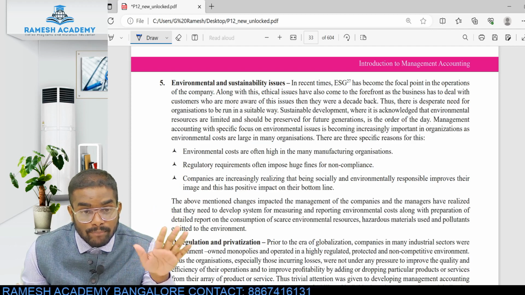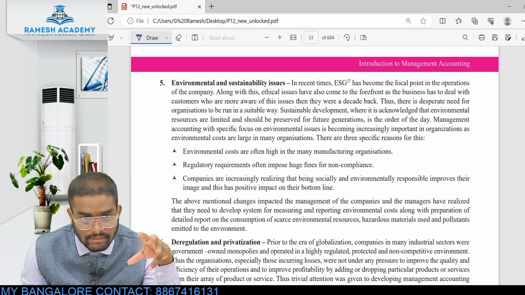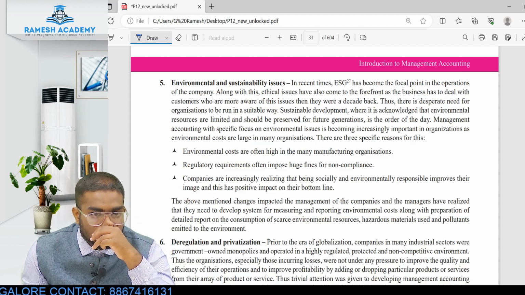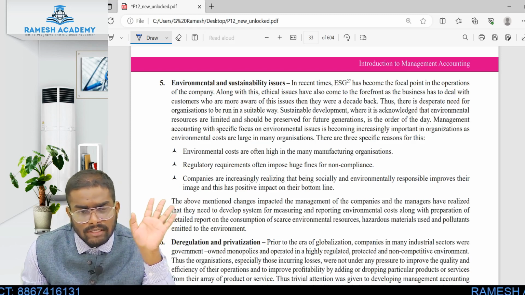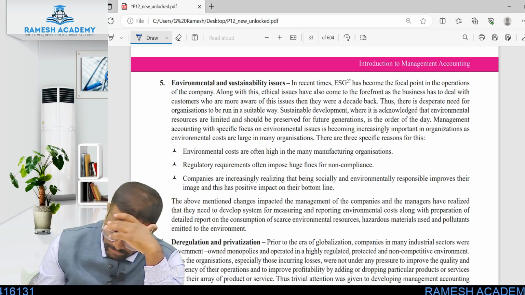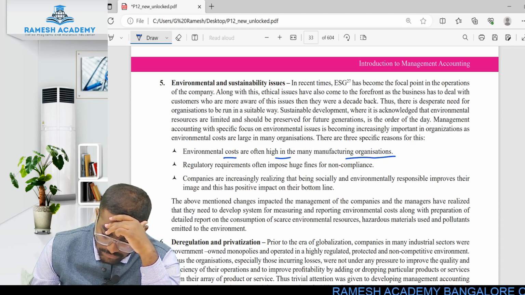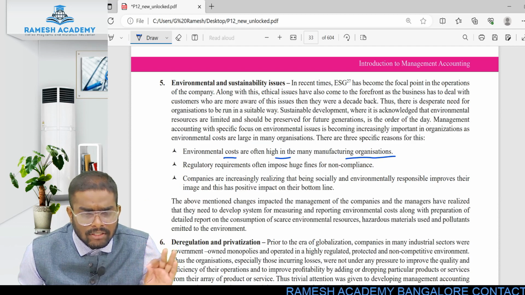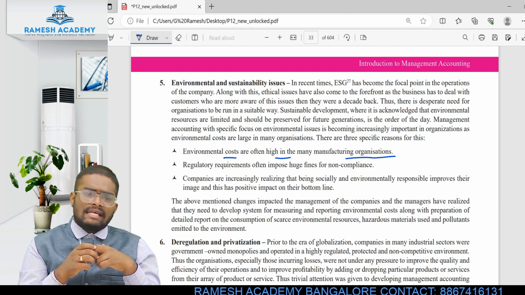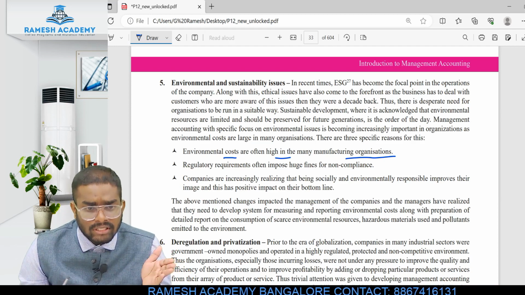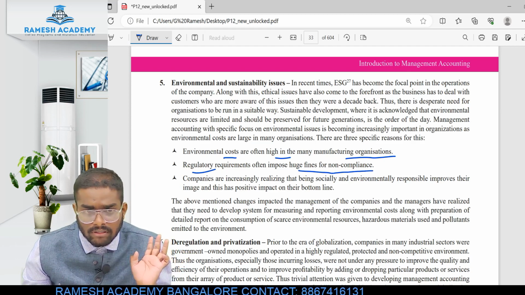He has to make processes which do not harm the environment from the business, like letting out waste chemicals into a nearby river. These are not expected. They will be heavily fined nowadays by the government. See, the environmental costs are often high in many manufacturing industries, because if one bad thing is done to nature and noticed by the government, it will be like hell for them. They will be penalized heavily by the courts and the Green Tribunal. Regulatory requirements often impose huge fines for non-compliance.